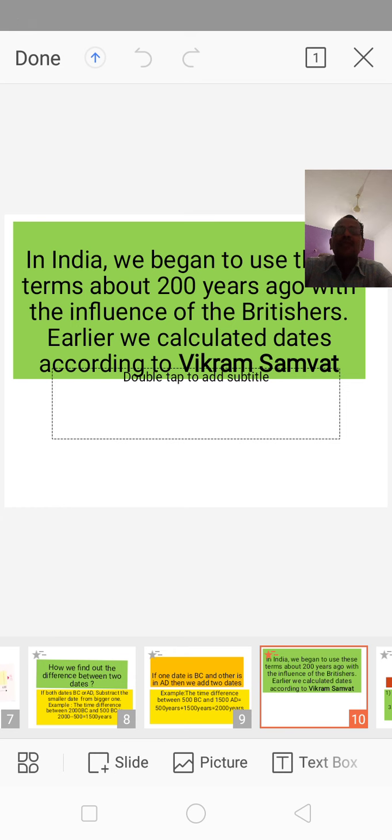But earlier we calculated dates according to Vikram Samvat. Vikram Samvat is our Hindu calendar. It is related to the Gupta dynasty. In the Gupta dynasty, one of the kings, Vikramaditya, started the Vikram Shaka, the Vikrama era. That's why we have this Vikram Samvat calendar. Clear?